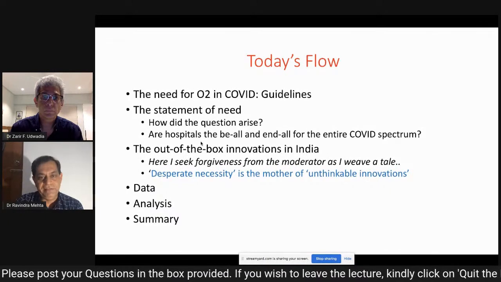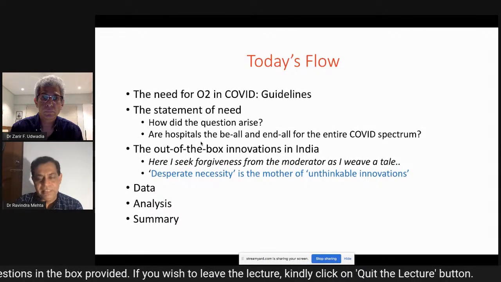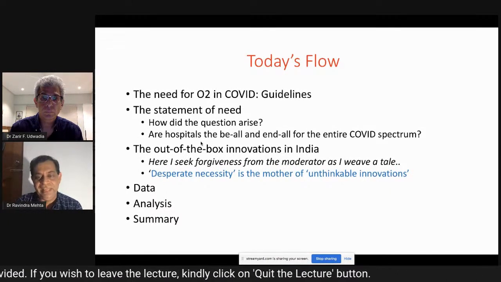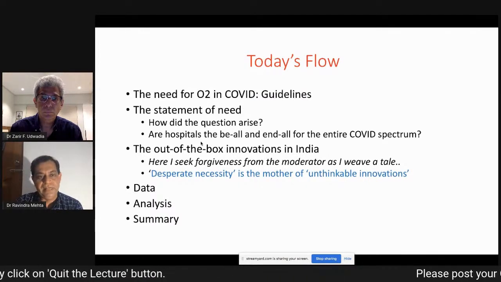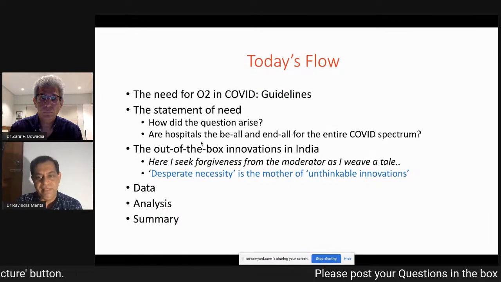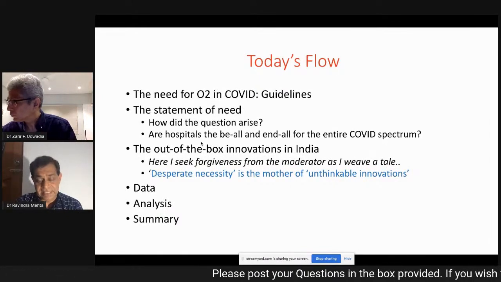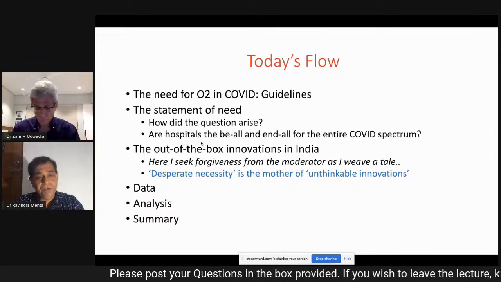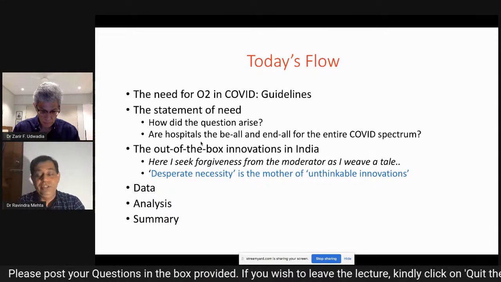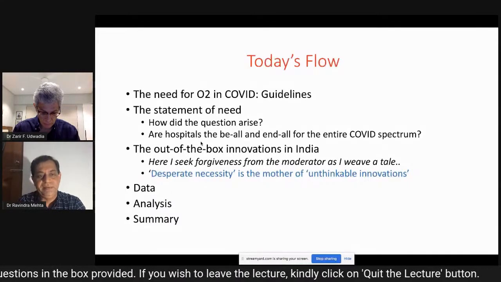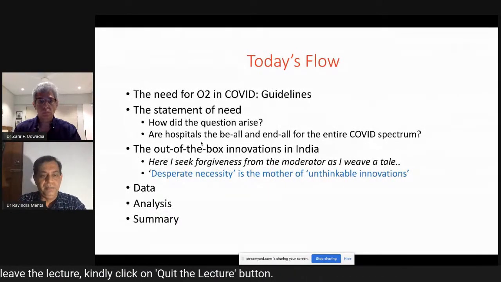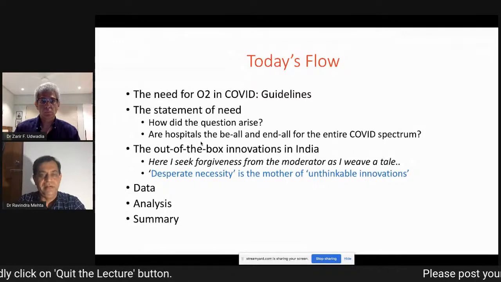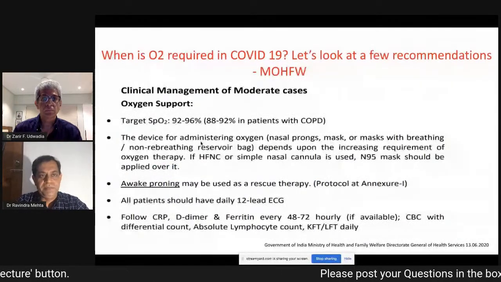And here I seek forgiveness from you, Zarir, as I weave a tale. But since everyone's weaved a very nice tale, I think I stand a little absolved. And I leave a quote which I will perhaps reuse later: desperate necessity is the mother of unthinkable innovations, which sets the stage for this topic. Of course, we cannot be all rhetoric, as you have rightly said in your talk. So we need some data. And then we'll analyze the entire talk and summarize it in the time we have.